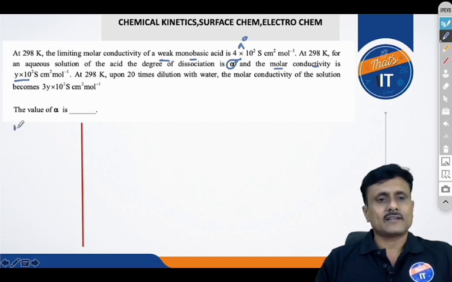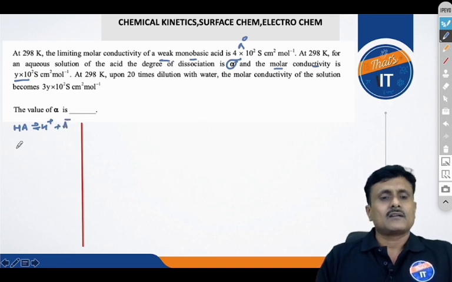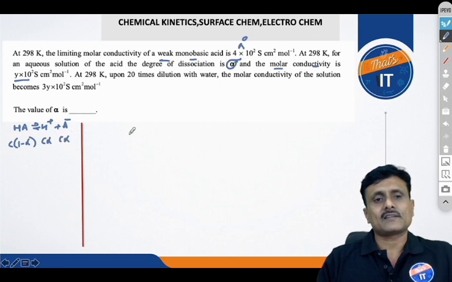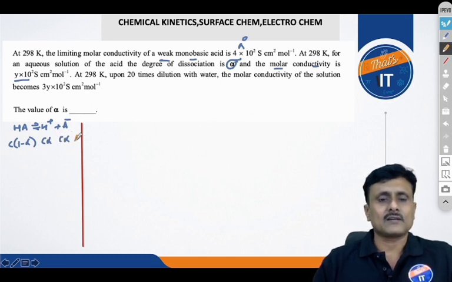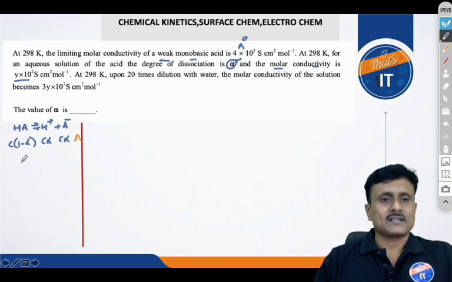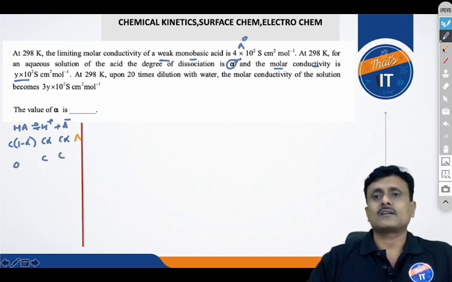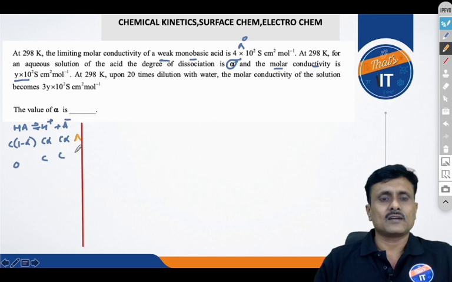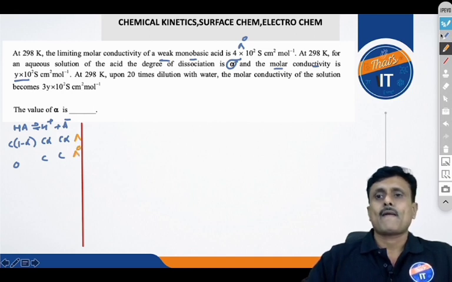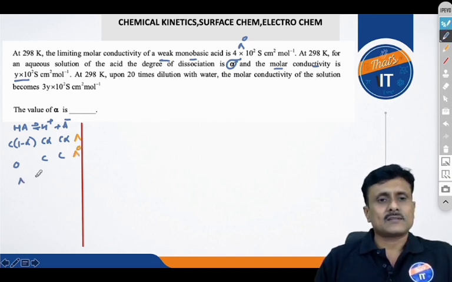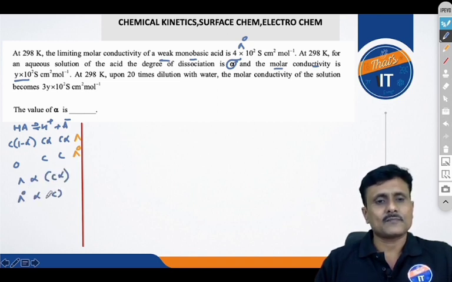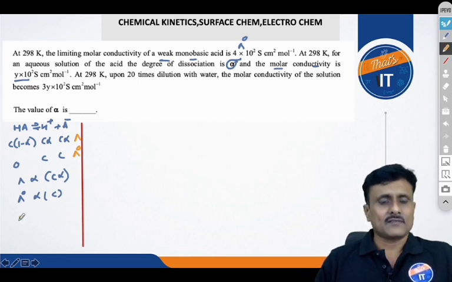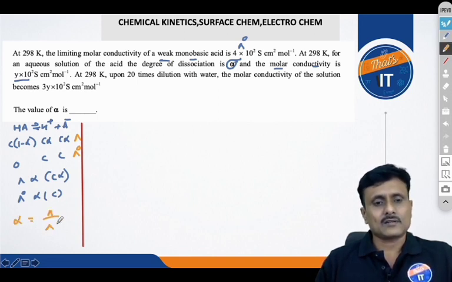you know, for a weak acid dissociation HA giving H plus and A minus, at a particular concentration you will write it as C into 1 minus alpha, C alpha, C alpha, where the conductance of the solution is lambda. And at infinite dilution, when this becomes C and C, it is called limiting molar conductance lambda naught. As we know, lambda is directly proportional to C into alpha, the concentration of ions, and lambda naught is directly proportional to C. You will get the value of alpha as lambda upon lambda naught.